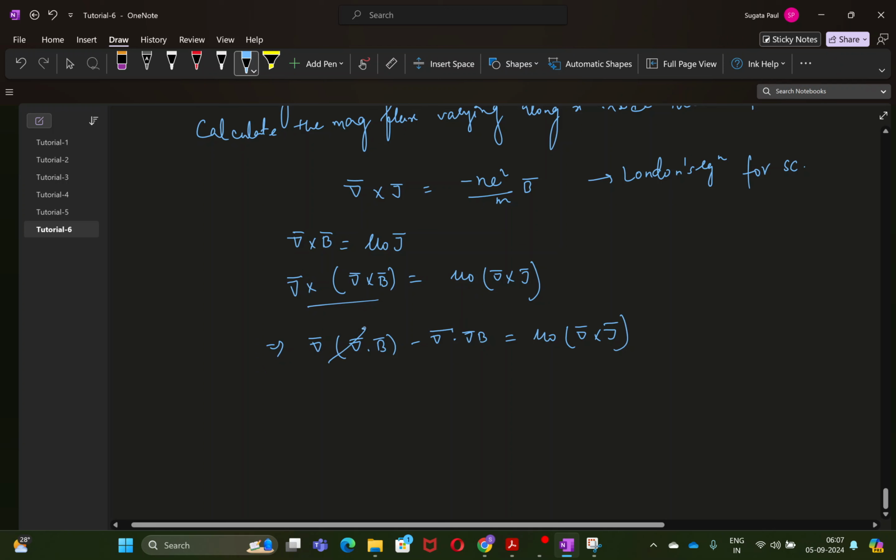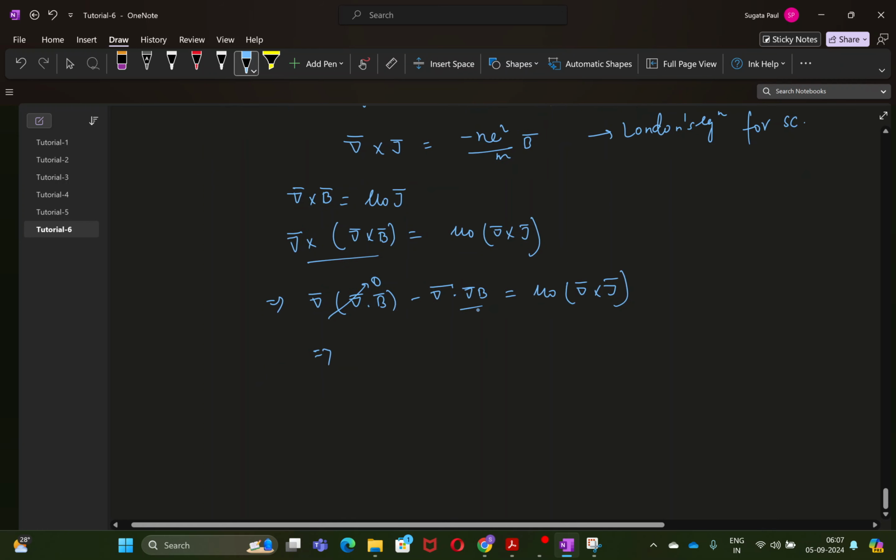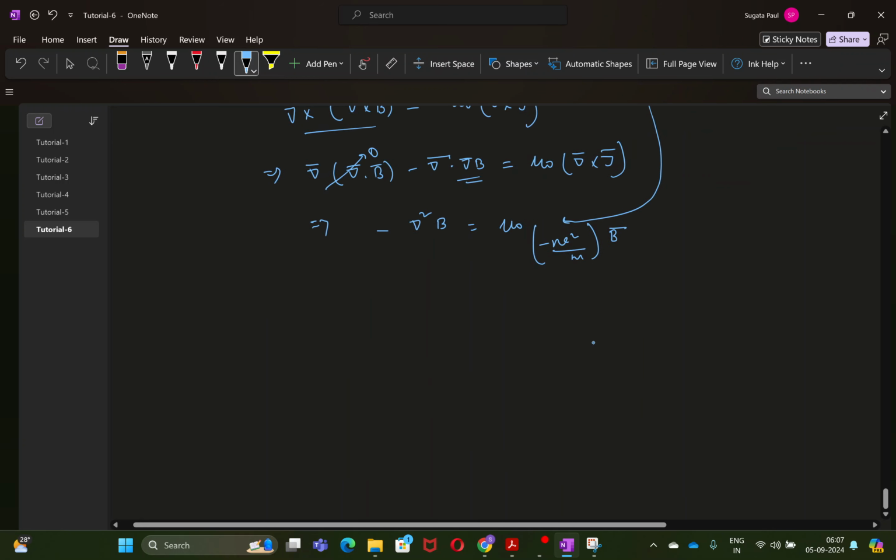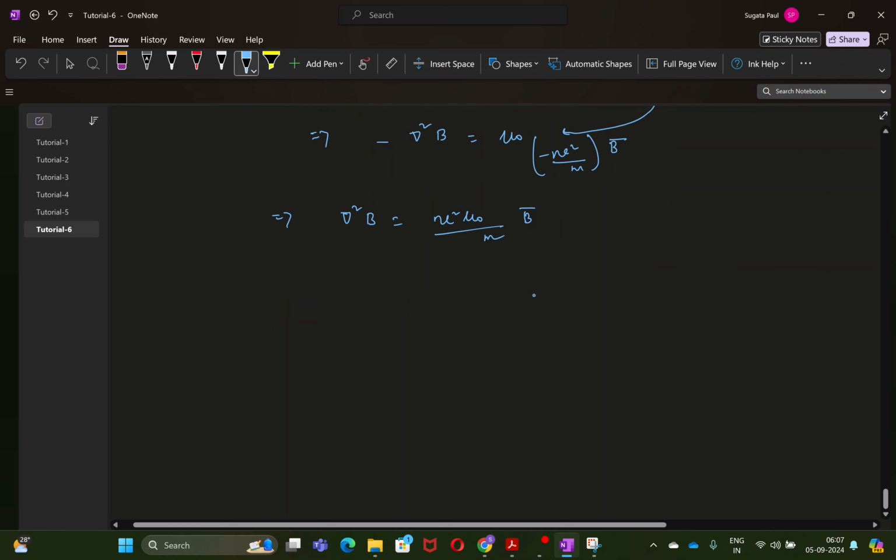Because this divergence of the magnetic flux is 0, we are only left with this term, which is nothing but minus Laplacian of B, or minus grad squared B, equal to mu naught curl of J. We can replace curl of J by this term, which is minus n squared by m times B vector. Now there is a minus on both sides, so the minus will be cancelled out, and you have only grad squared B equal to n squared mu naught by m times B vector.